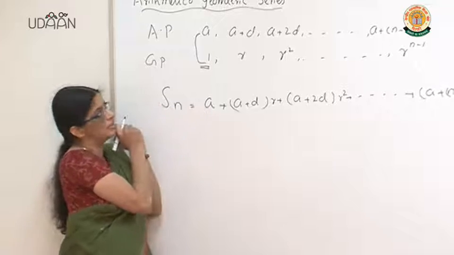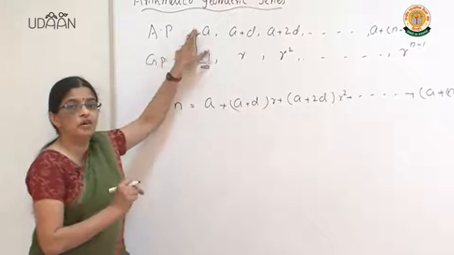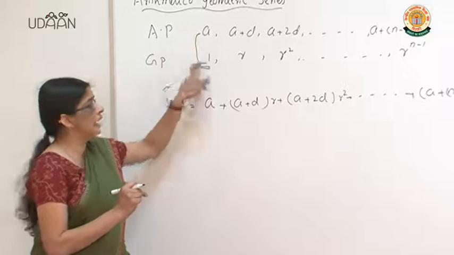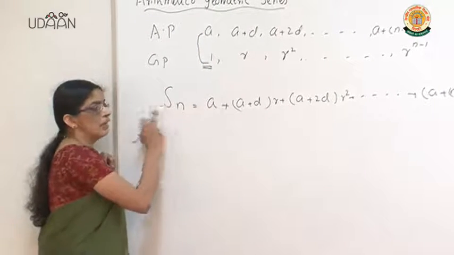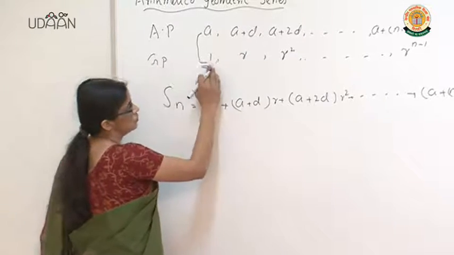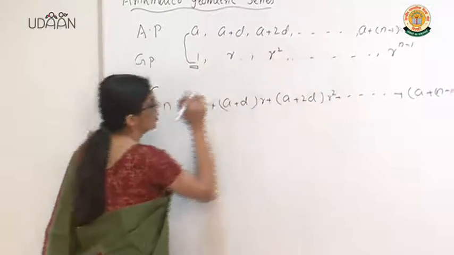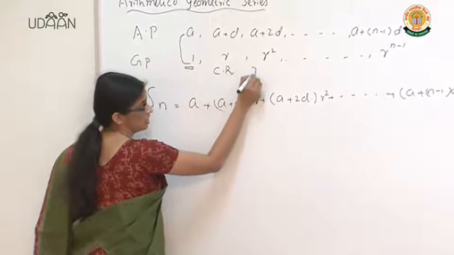So, how do we get an arithmetico-geometric series? By multiplying corresponding terms of an arithmetic progression and a geometric progression. Let us see how to find the sum to n terms of the series. Here the geometric progression is 1, r, r square, etc. What is its common ratio? The common ratio of the geometric progression is r.